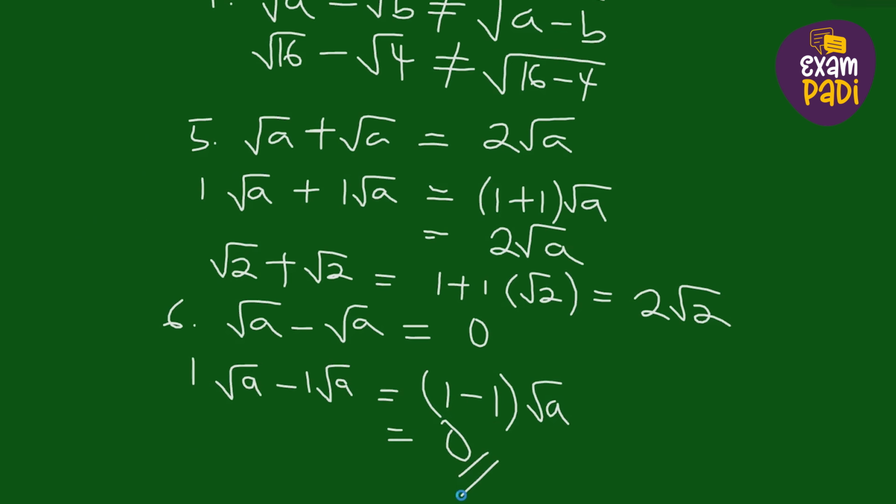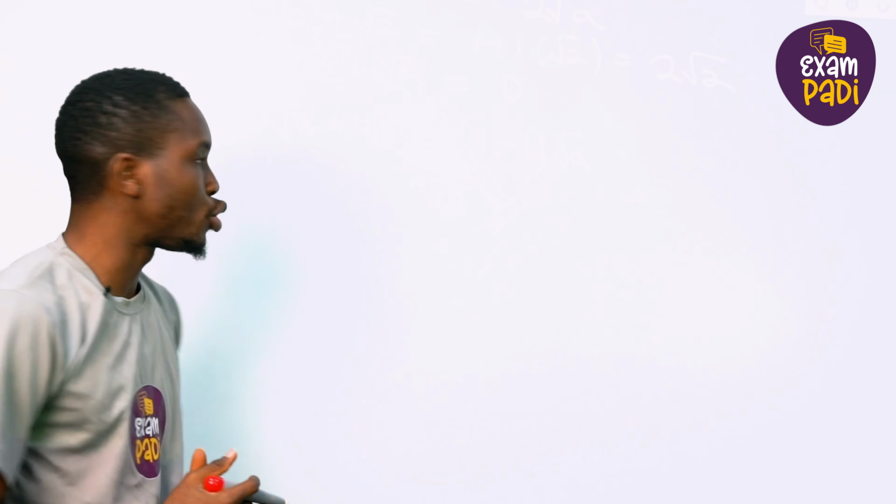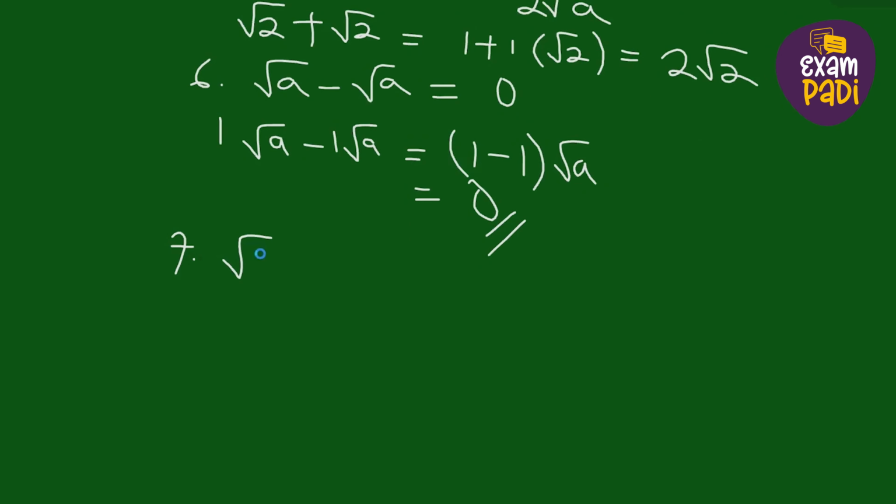And rule number 7, which is the product rule. This says root A times root A is equal to root A squared. When you have square root of A squared, this square would cancel out the root. Therefore, we are left with A.